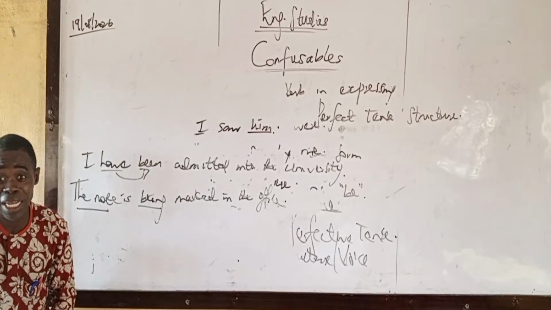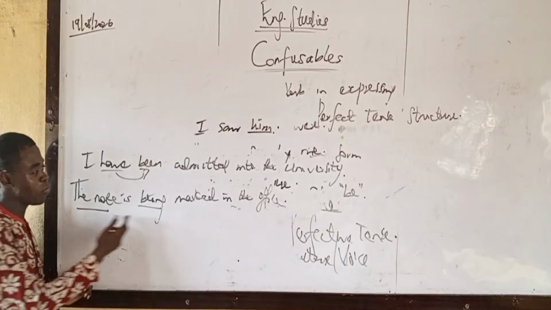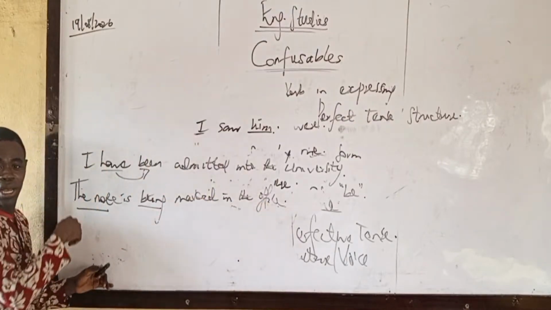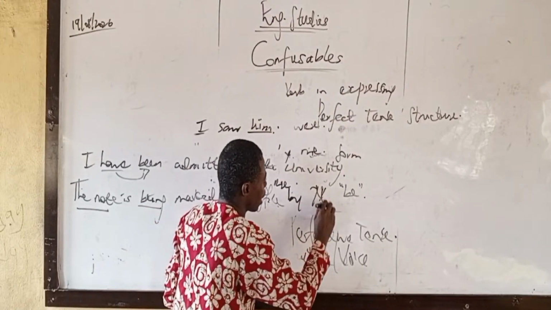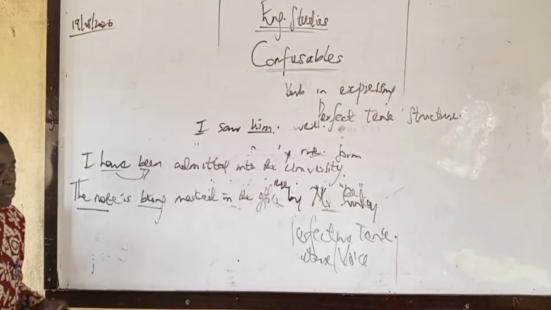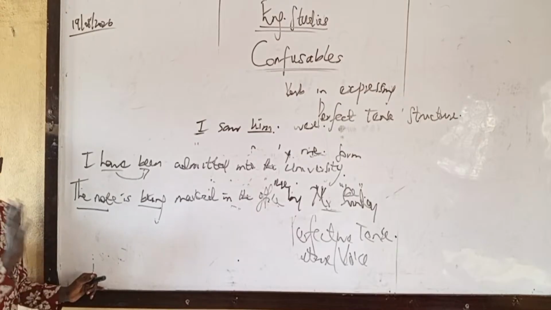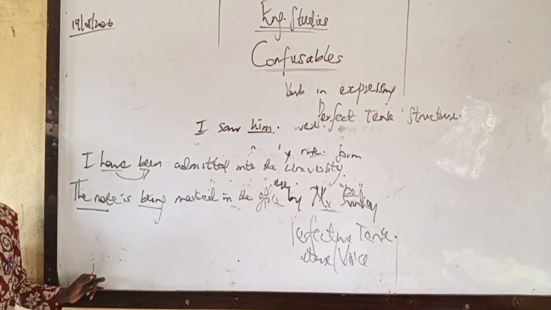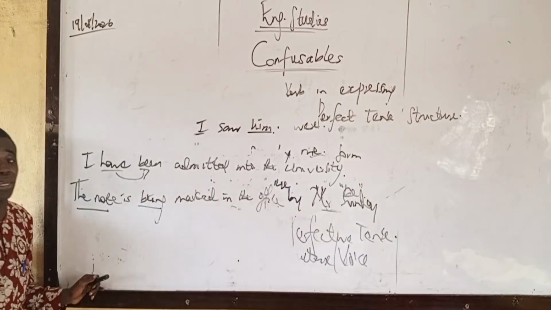But in an active voice, the subject and the object must appear. Convert this to an active voice. I must put the subject, Mr. Sunday. Mr. Sunday is marking the note. He's marking, you see that now? In the office. See that?